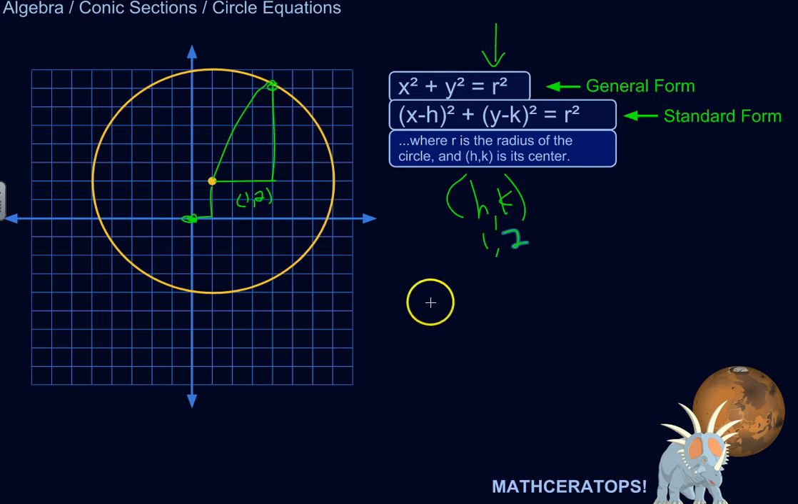So we're taking x, but we have to shift it over by 1, and so it's minus 1. So x minus 1 squared, so that shifts it over to the right 1, plus y squared, but we've got to shift the y a little bit. So we say y minus 2, and that shifts it up 2.